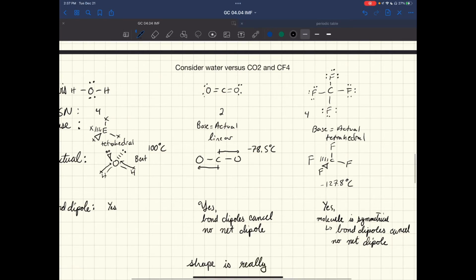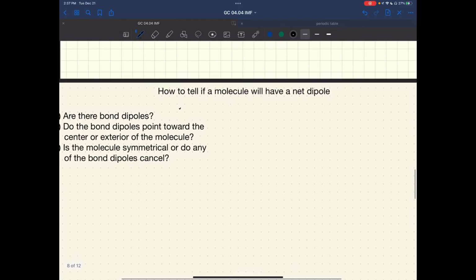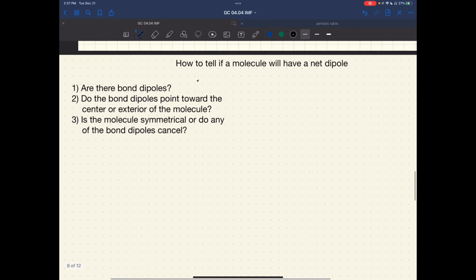And if I ever ask you to determine what should have a higher boiling point between two compounds, well, you're going to have to draw a Lewis structure. Okay? So let's talk about this net dipole thing and how we do it. Are there bond dipoles? Do the bond dipoles point towards the center or exterior of the molecule? So let's take, for example, a compound like BrF3.